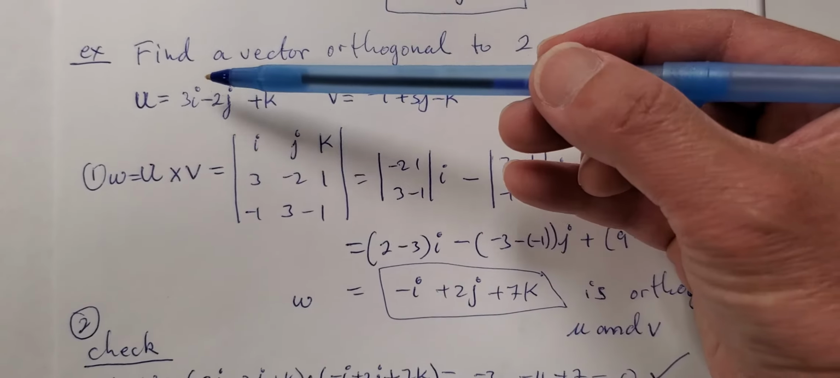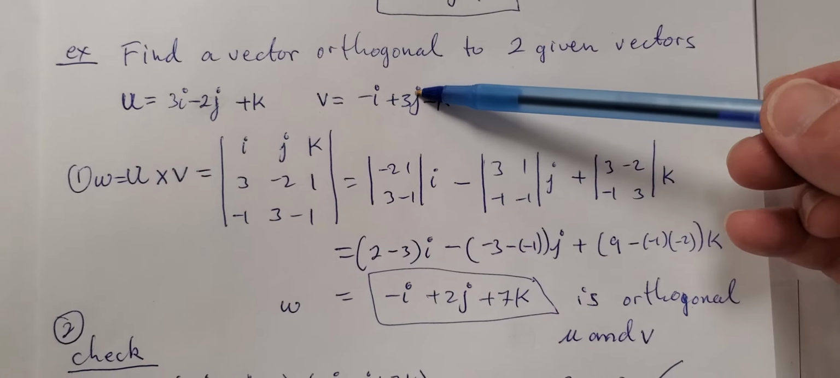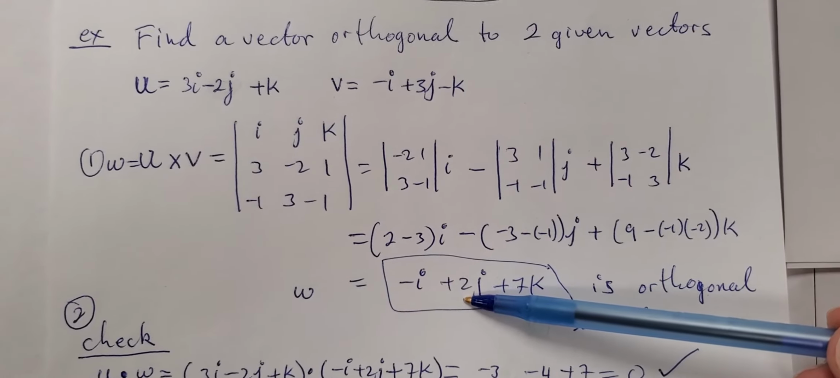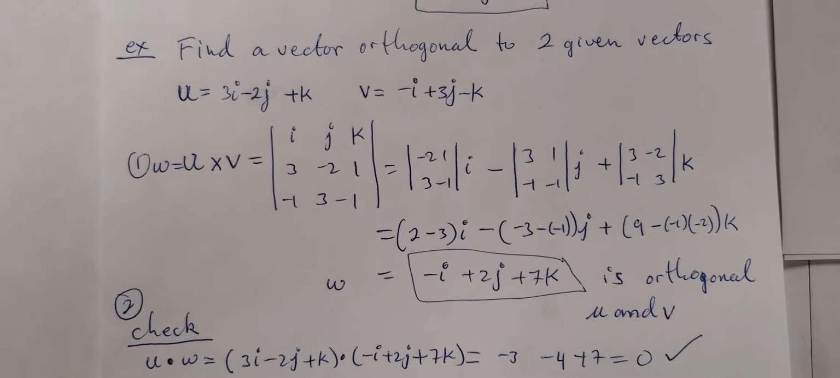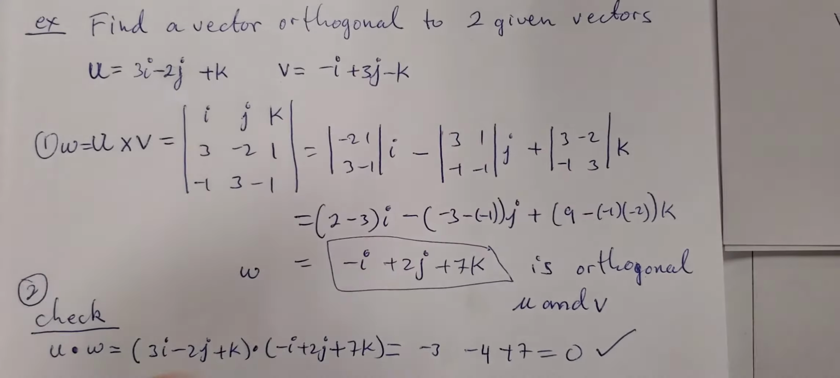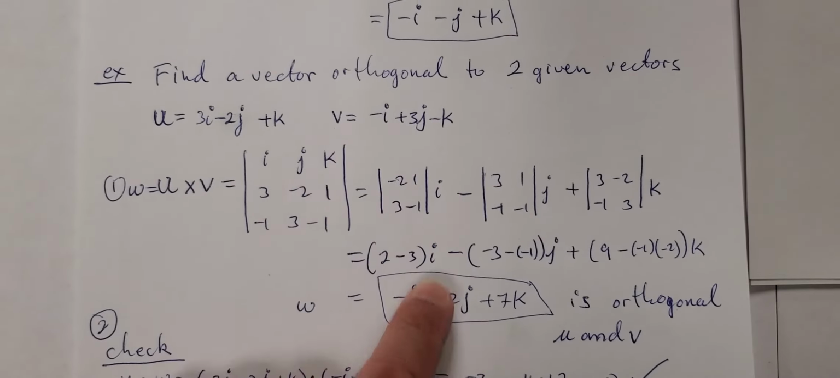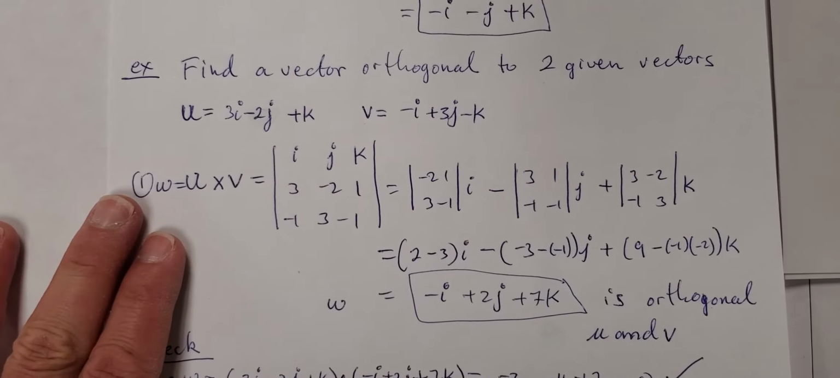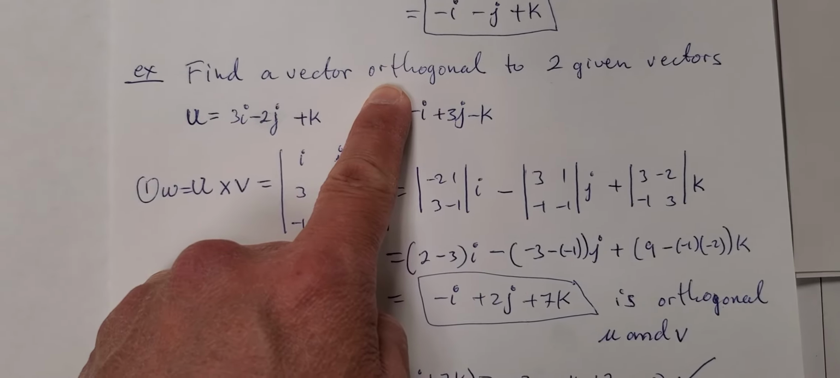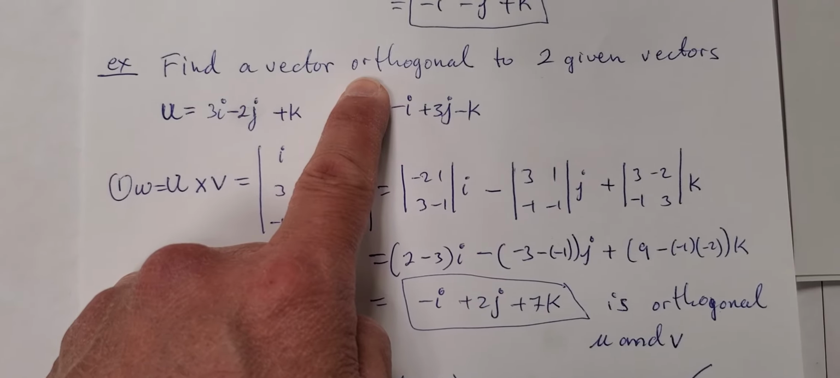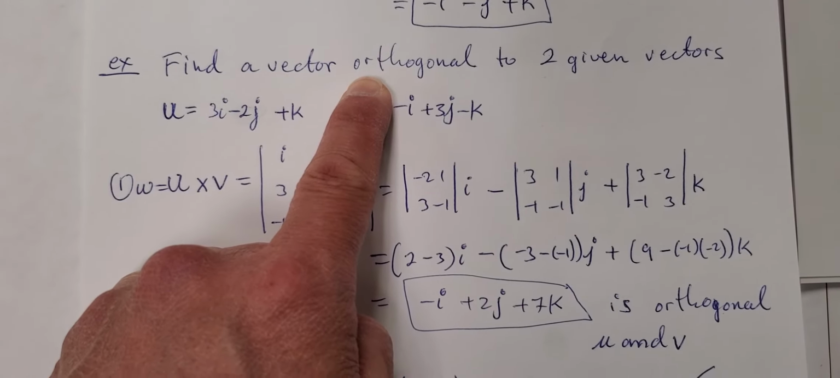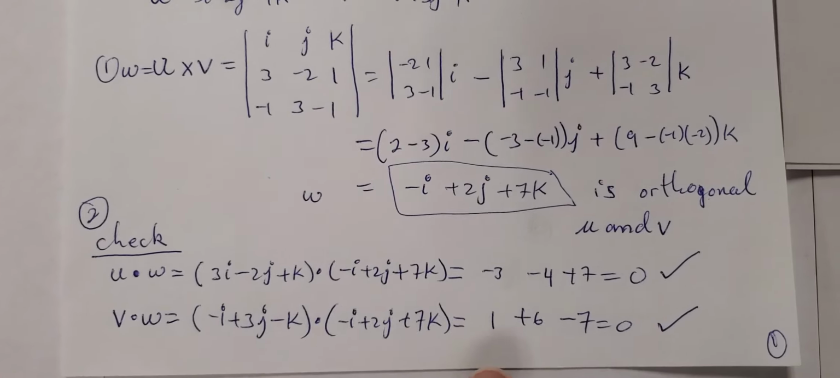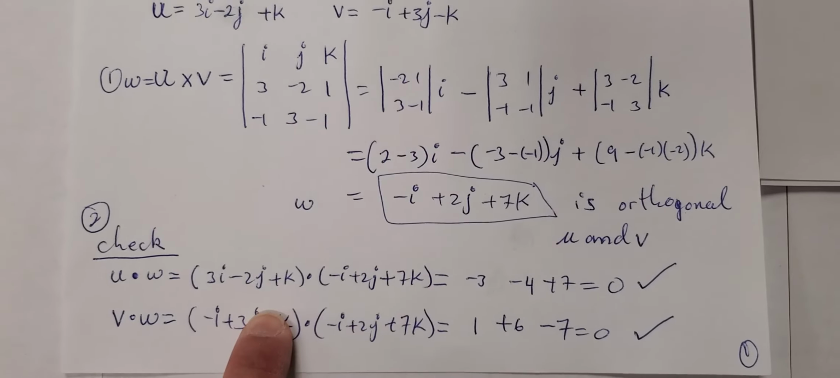So again, when you take the cross product of two vectors, you create another vector. Now we want to know, is this vector right here perpendicular to U and perpendicular to V? Another word for perpendicular is orthogonal. Orthogonal is just a fancy word for perpendicular. So how do we know that? We're going to use the dot product.